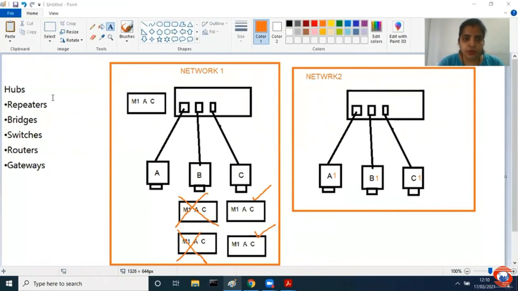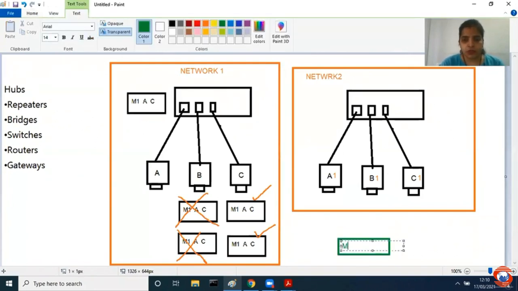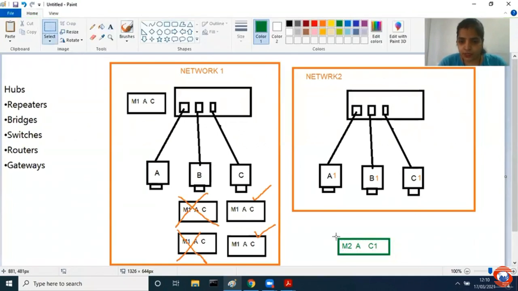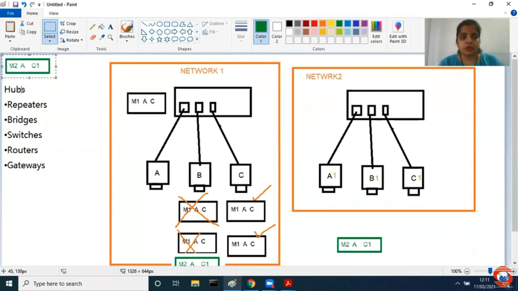Suppose A wish to send a data. A wish to send a message. Let us say that is M1 message or M2 message. A wish to send a message to C1 machine. Now, what will happen in this scenario? A will try to see that I want to transmit a message. This will get transmitted to B because they are connected over the hub. This will get transmitted over here.